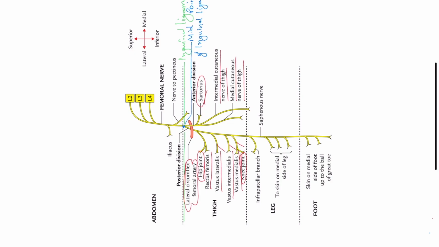One important thing is you can see that the posterior division continues as the saphenous nerve, which arises from the posterior division of the femoral nerve. It perforates the deep fascia on the medial side of the knee joint and then it becomes cutaneous. When it becomes cutaneous, it soon gives its branch called the infrapatellar branch, which supplies the skin overlying the ligamentum patellae. Then it supplies skin on the medial side of the leg, and the skin on the medial side of the foot up to the ball of the great toe. So remember all these important points, and remember that the saphenous nerve is a branch arising from the posterior division of the femoral nerve.